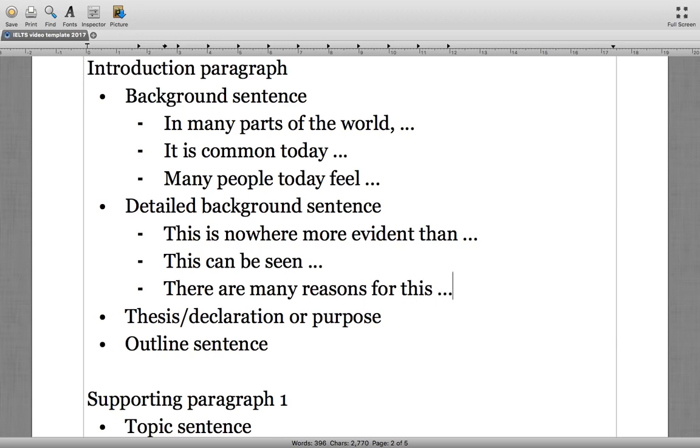And of course I should point out that these stock phrases, they won't work for every single essay. You're going to have to tailor them a little bit depending on the topic that you get. So it's just good to be aware of different ways that you can start your sentences.